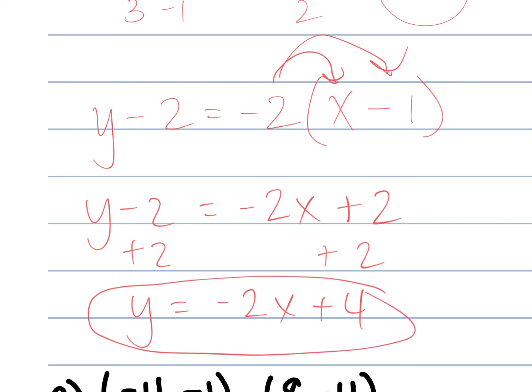How come we added 2? Well, do you agree that in order to be in slope-intercept form, it's y equals mx plus b? We can't have y minus a number. So we add 2 to both sides, so we isolate. How come we didn't subtract 2?